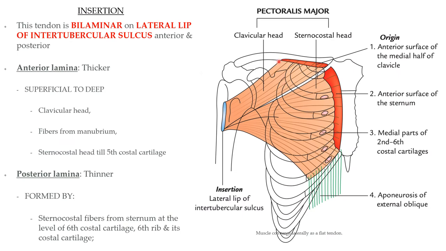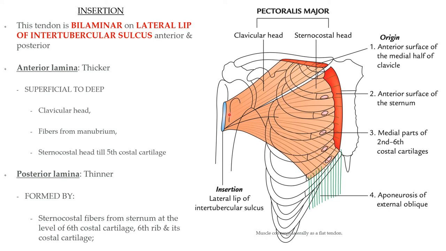The fibers of pectoralis major muscle, after taking origin from such a wide area, all converge laterally to form a flat bilaminar tendon. Now, what do we mean by the term bilaminar here? Bilaminar tendon means the tendon consists of two layers, anterior and posterior layer. The anterior lamina, or the anterior layer, is thicker compared to the posterior lamina or the posterior layer. The fibers of the anterior lamina are placed superficial to the posterior lamina.